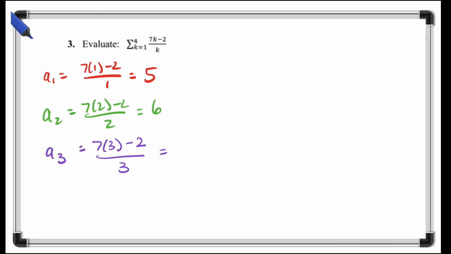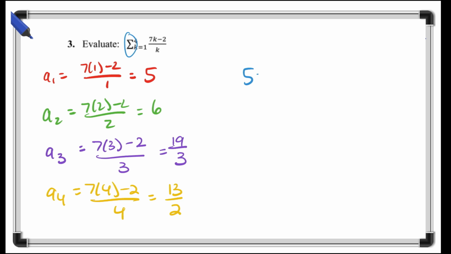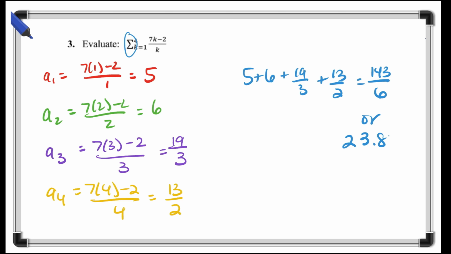A sub 3, your third term over 3, that's going to be, let's see, 19 over 3. Your A sub 4, 7 times 4 minus 2 over 4, that's going to be 13 over 2. And when you're trying to do that sum, you're going to take each of those values and add them together, right? And so what you'll have is 143 over 6, or you have 23.83 repeating. So either one will be great.